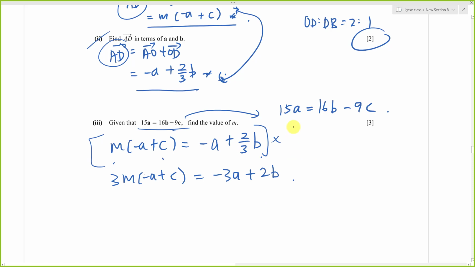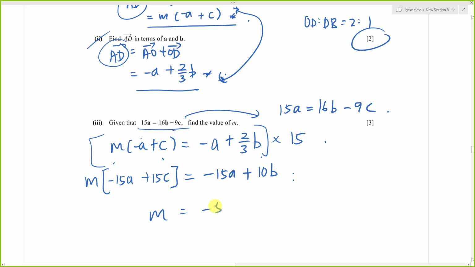Okay, then I do want to multiply 3. I multiply 15 here in order, because you have the 15A, right? Okay, so this one I have negative 15A plus 15 and 3 here I simplified 10B. Alright, the 15 I will multiply into inside the both here, so I get negative 15A plus 15C. Then my M equals to negative 15A plus 10B over negative 15A plus 15C.